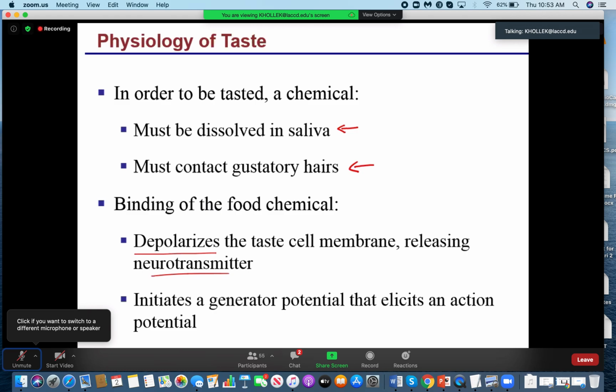Now, how they generate action potential and release the neurotransmitter varies. It could be due to the sodium and calcium, or hydrogen ion, or it could be due to the G-protein that we discussed. Let's go ahead and take a look.